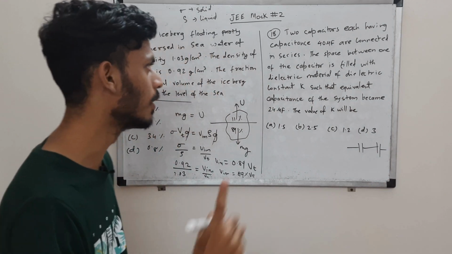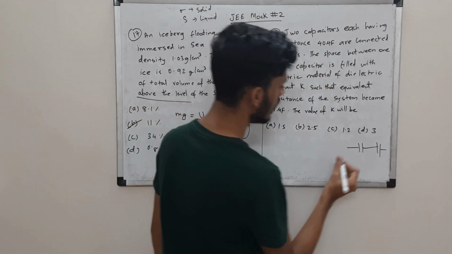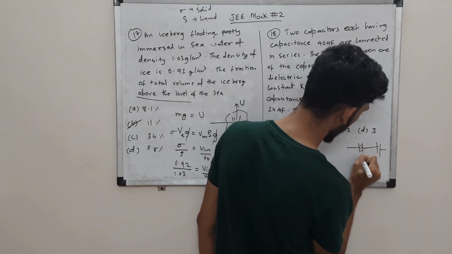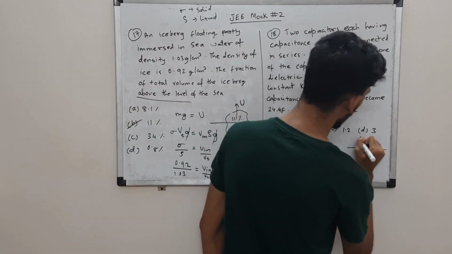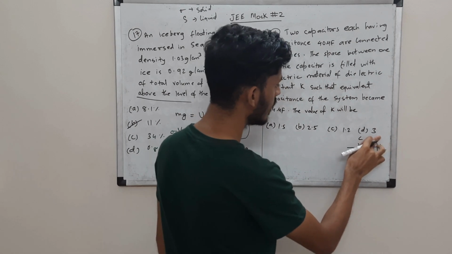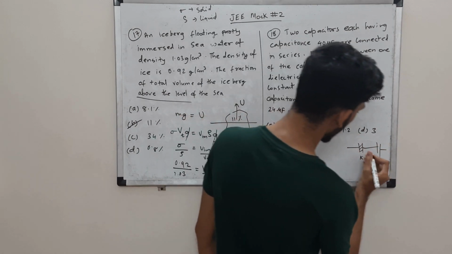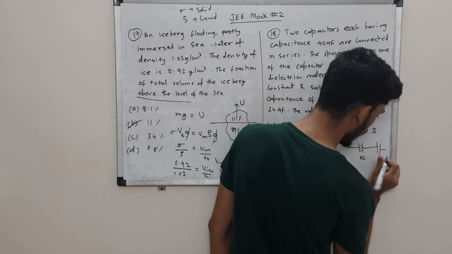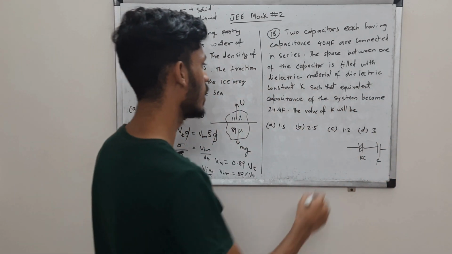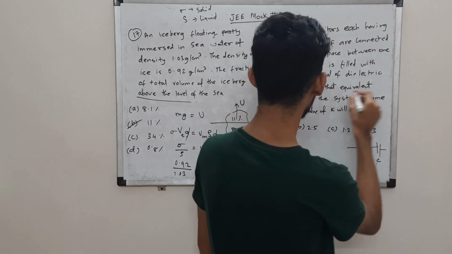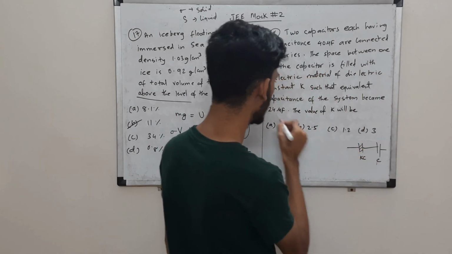It will be 20. But here's the catch. One capacitor is filled with some dielectric of dielectric constant K. So initially both of them had capacitance C, 20, but now this capacitance will become K times C, right? And this will remain C because there is no dielectric in that one. Now you are told that the equivalent capacitance of this system is 24.